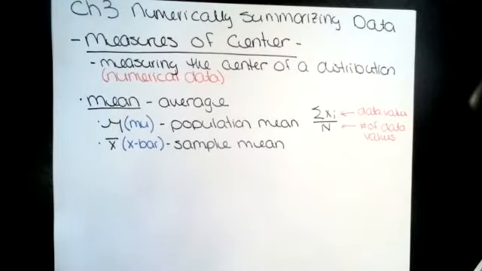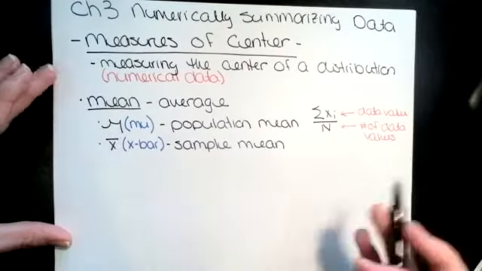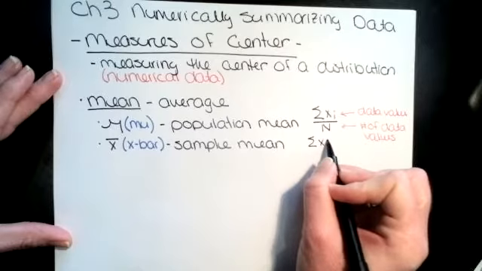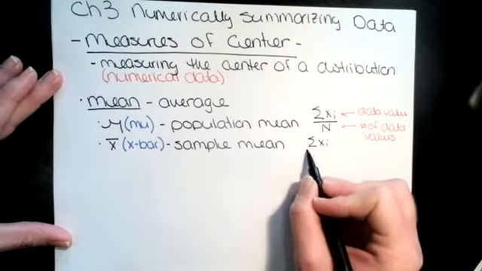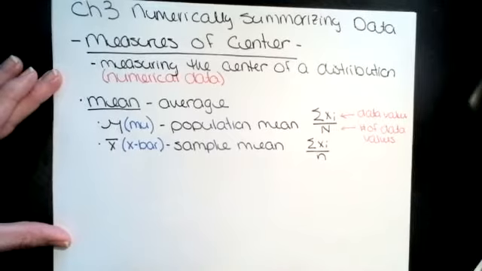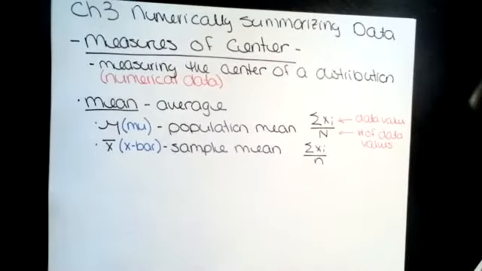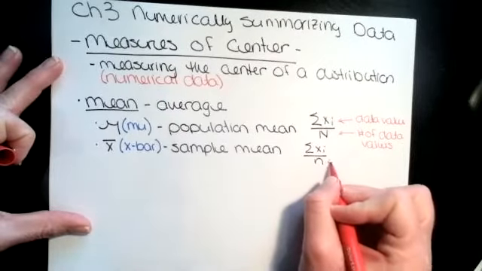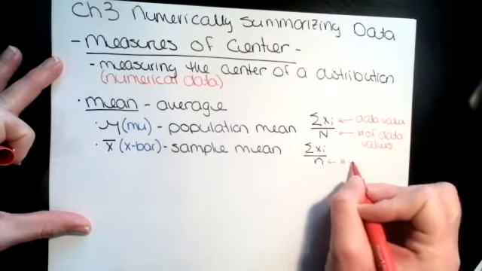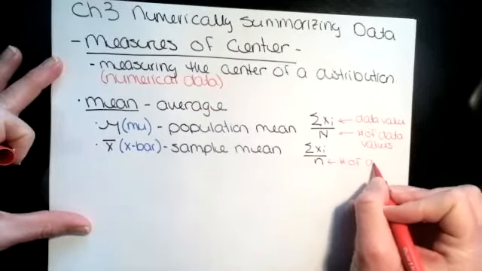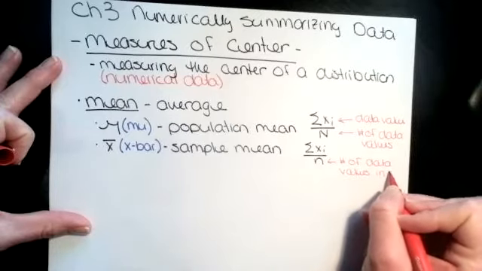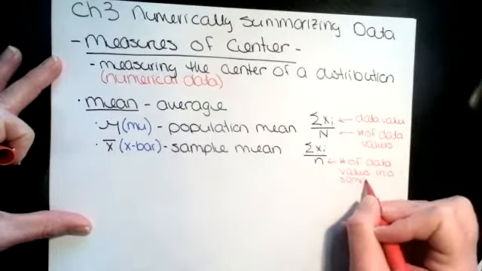X bar is the same calculation as mu, meaning it is still the sum of all of my data values divided by now lowercase n. The only difference here is that lowercase n is still the number of data values, it's just for a sample. So I'm just going to write that: number of data values in a sample.